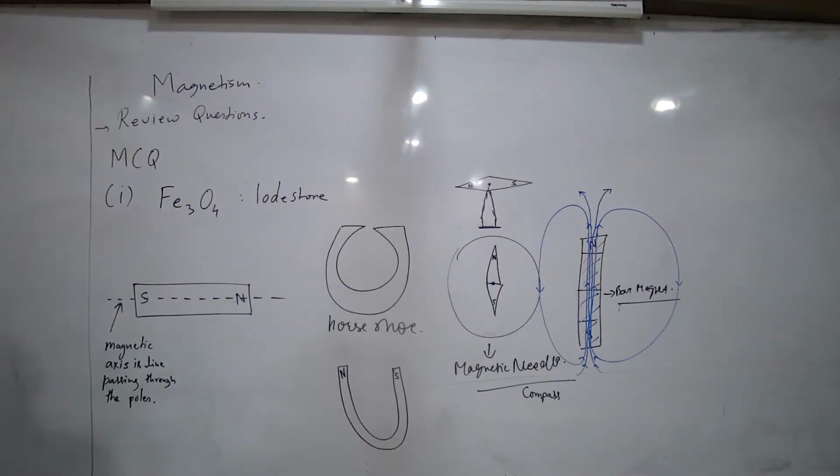What will be the answer to the 10th? The north pole of the magnet will point towards north and rest there. Question 11 is also the same thing.